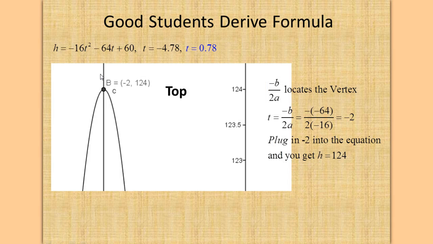Let's take a look at the graph. So if we look at the top of the graph, it locates the vertex. And if we remember, when we were completing the square, we took 1/2 of the term in front of the x. So we have minus b over 2a. That's 1/2 of that term. Minus times a minus is a plus. So that's 64 divided by 2 times minus 16, which is a, 2a. And we get t equals minus 2. If we plug in minus 2 into the equation, you get h equals 124. So the vertex is at minus 2, 124.